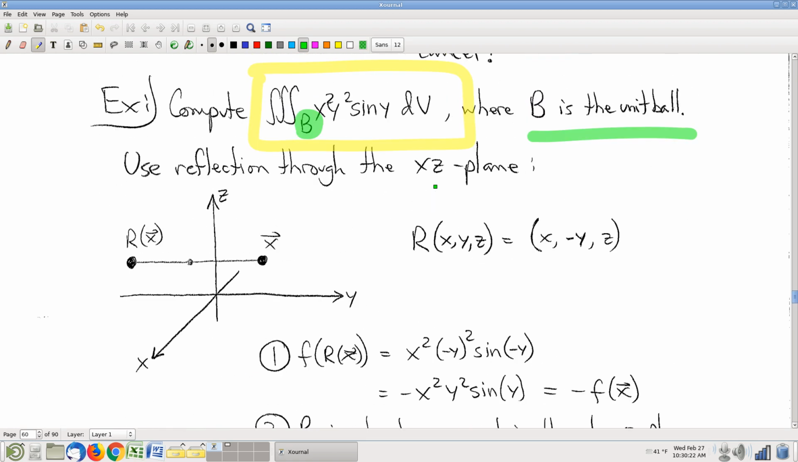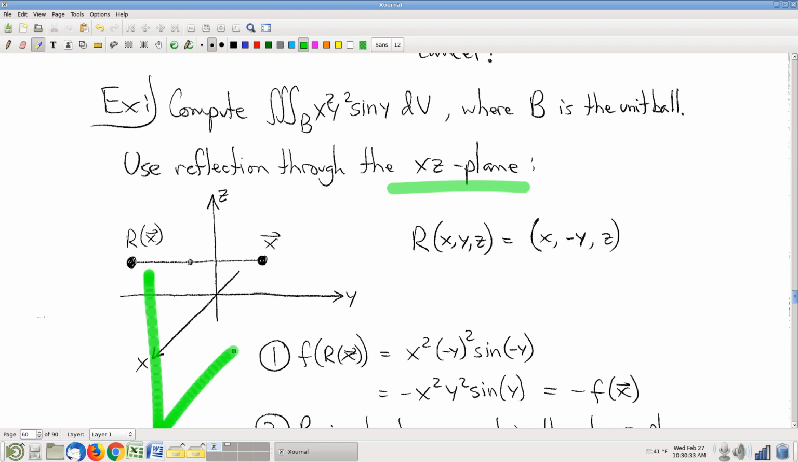Okay. So rather than deal with that nightmare, we're going to make a reflection argument. Let's use the XZ plane. I'll come back in a moment and talk about why I'm using the XZ plane. But let's just say there's the XZ plane. What is the formula for reflection through the XZ plane?